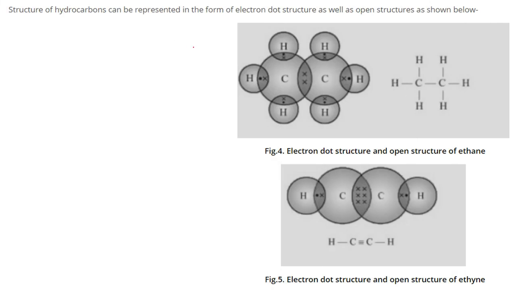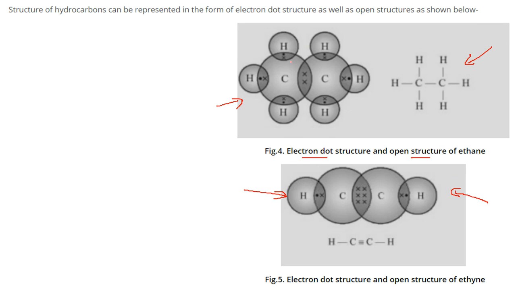The structure of hydrocarbons can be represented in the form of electron dot structure as well as the open structure. So this is an example of electron dot structure. These are electron dot structures, whereas these are the open structures. Both are signifying the same thing.